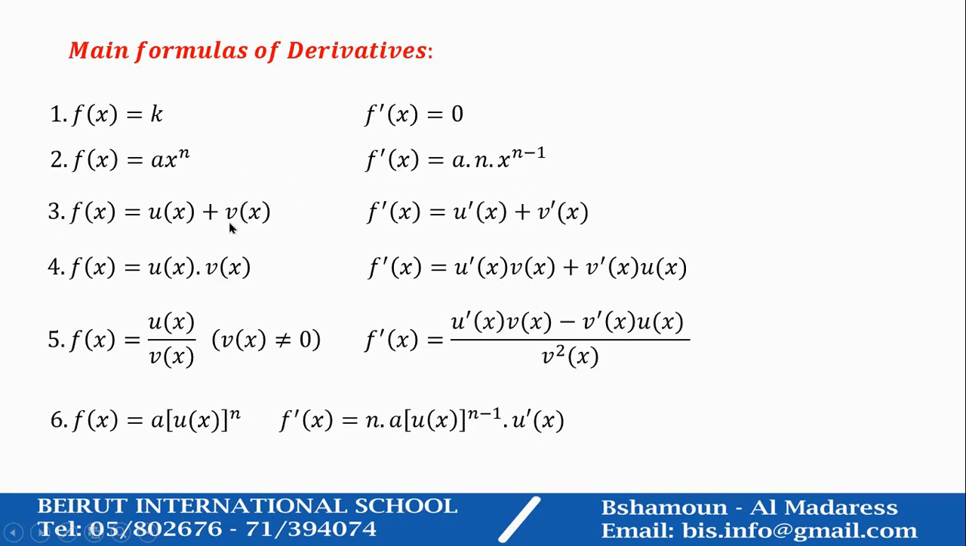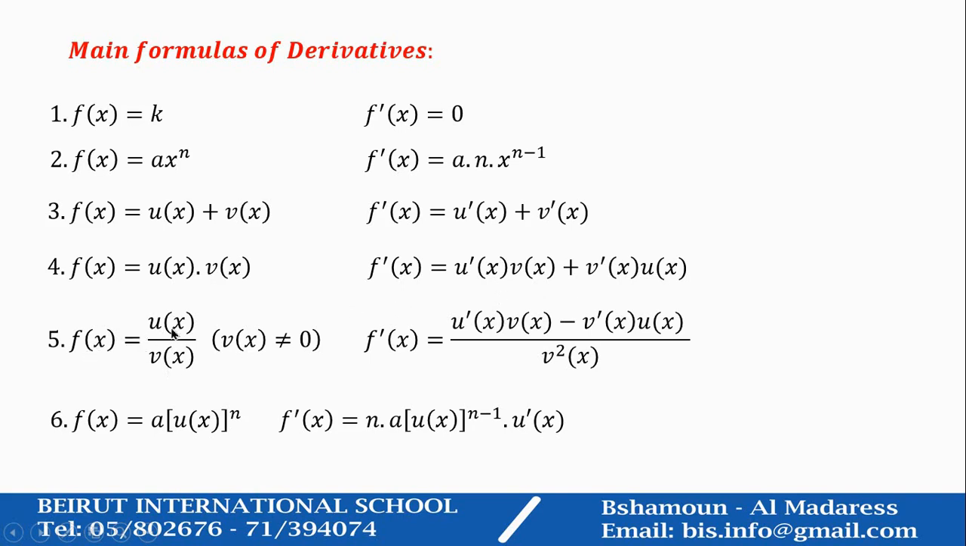The third, if you have a sum or difference of polynomials, the derivative will be u prime of x plus v prime of x. So u of x plus v of x will be u prime plus v prime of the function. If you have a product u of x times v of x, the derivative will be u prime v plus v prime u. You find u prime, you find v prime, and substitute.